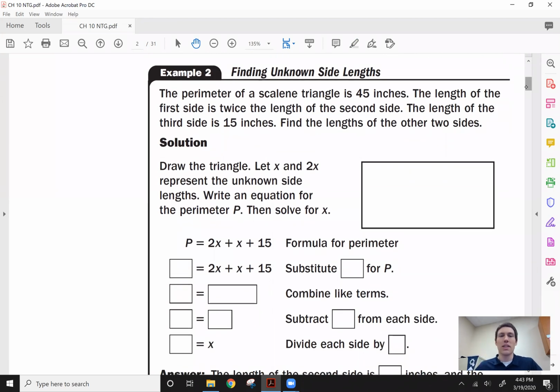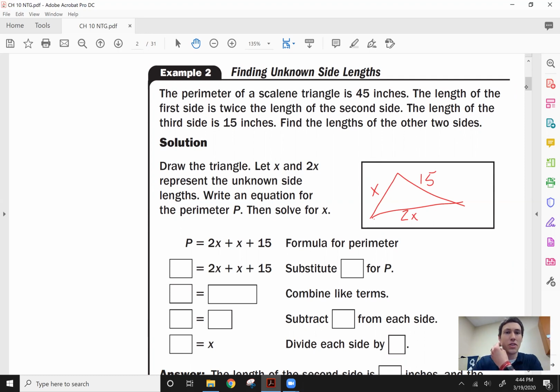Finding the unknown side lengths. The perimeter of the scaling triangle is 45 inches. So let's draw a triangle here. It doesn't have to be perfect. Mine definitely is not. So then I've got x here and 2x, it says. And then it says my other side is 15.